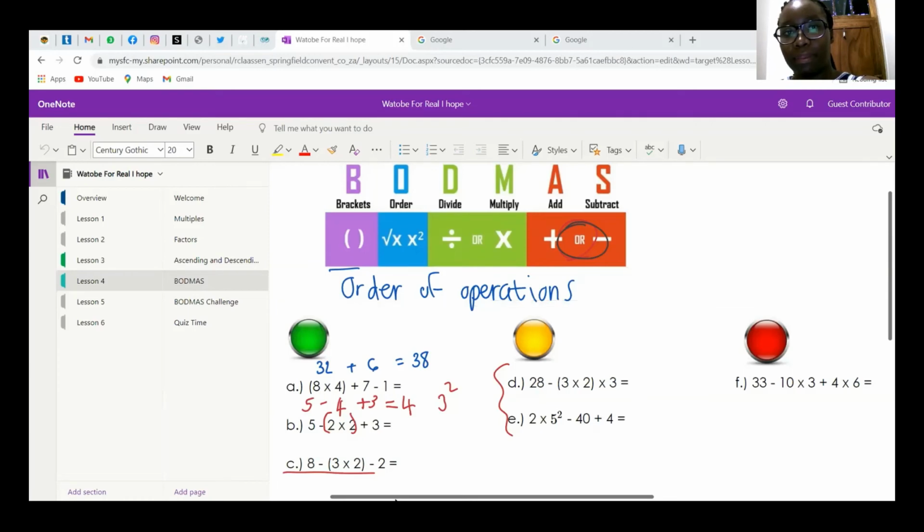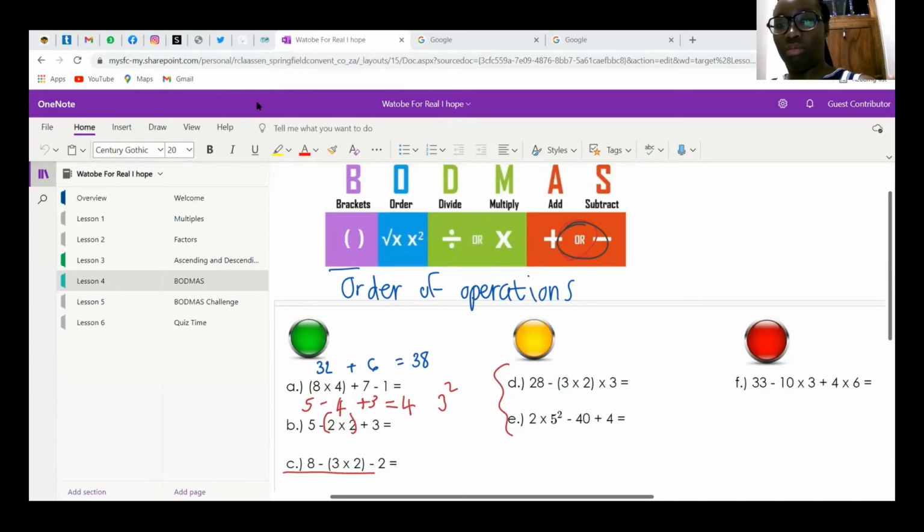Ma'am, when you said that we have to start from left to right, my teacher told me that we have to start from right to left using BODMAS. Oh, no. We always start from left to right. Yeah, it's the same as reading. You go from left to right. Exactly. The same way we read BODMAS from left to right, that's how you're going to do your order of operations, from left to right.